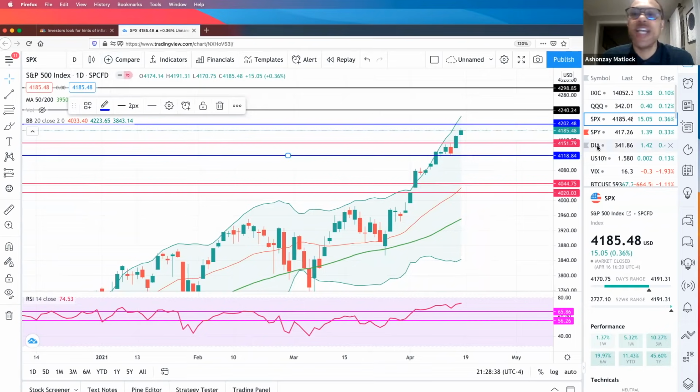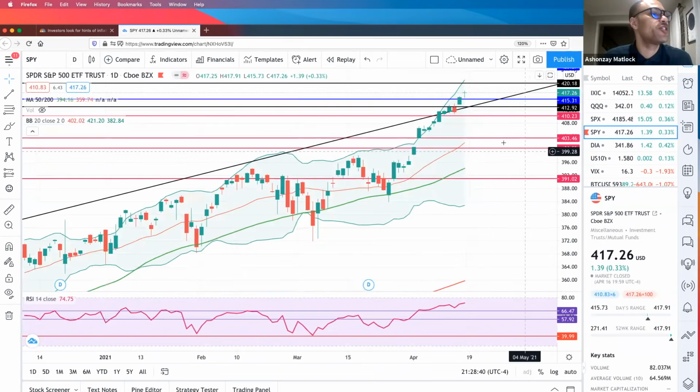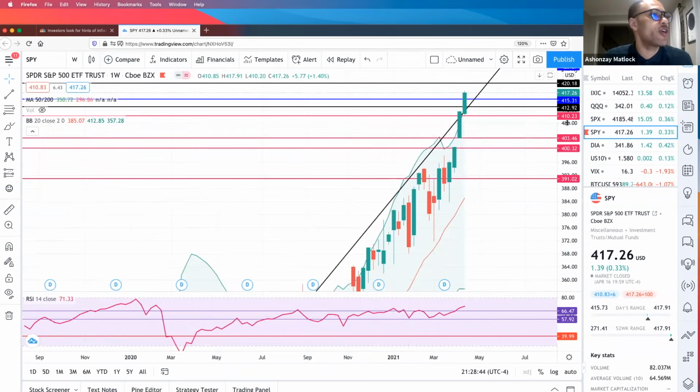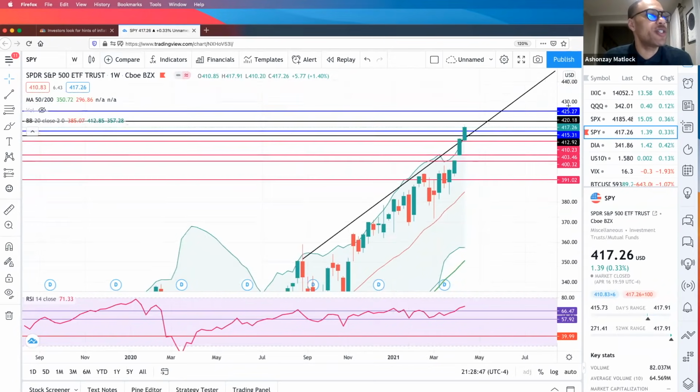So let's get into the SPY. SPY, that's a daily. Let's look at our weekly first. Again, on the weekly, we've just killed all our levels, 415.